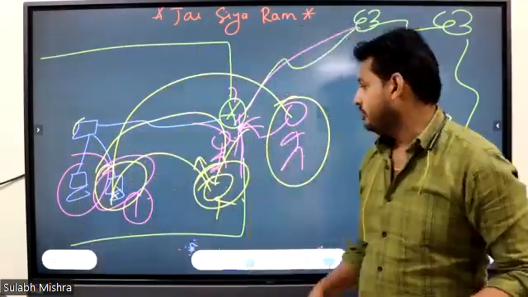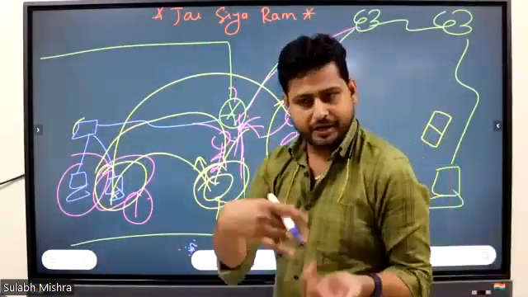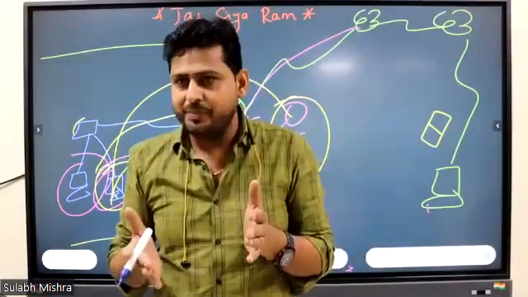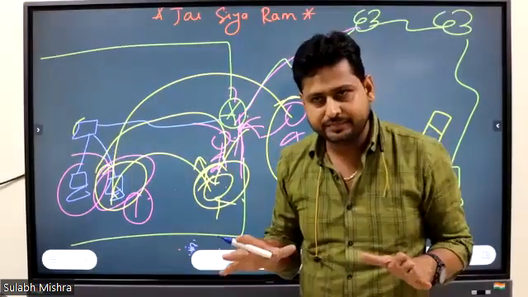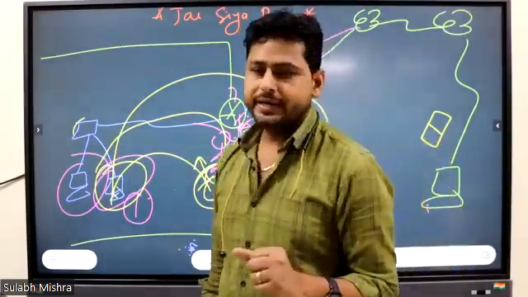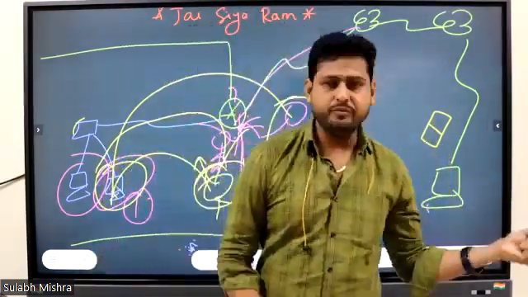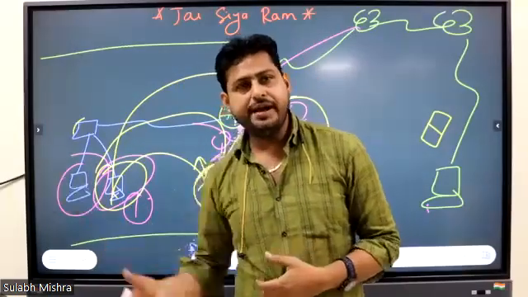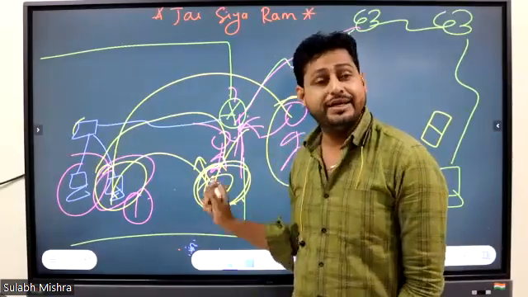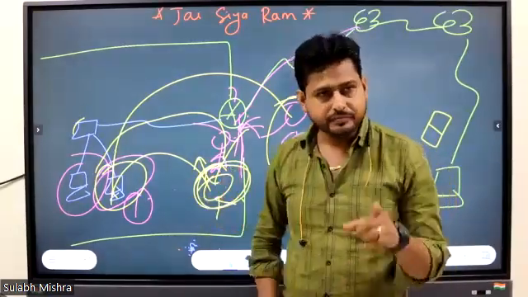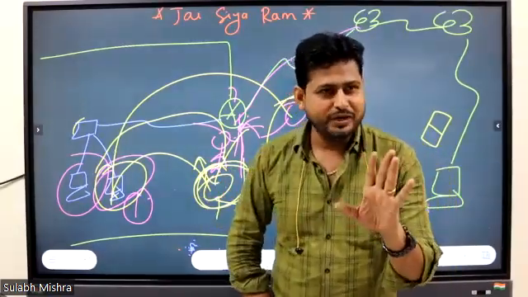Other people who are not part of the security guard's backend database will be disallowed to go inside. The security guard checks where you have come from, where you have to go, whom you want to meet, and whether you are approved or not, whether your entry is allowed on the backend database. Yes or no?